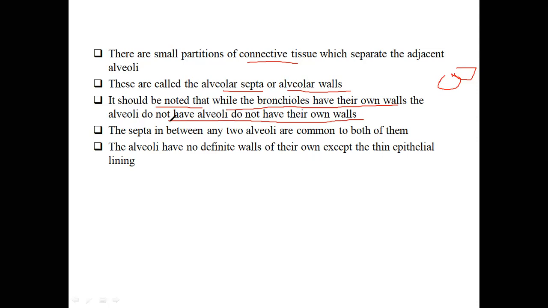So the septa in between any two alveoli, look at this, the septa in between any two alveoli are common to both of them. So the alveoli have no definite walls of their own except the thin epithelial lining. So they have the thin epithelial lining, but they have a common wall.